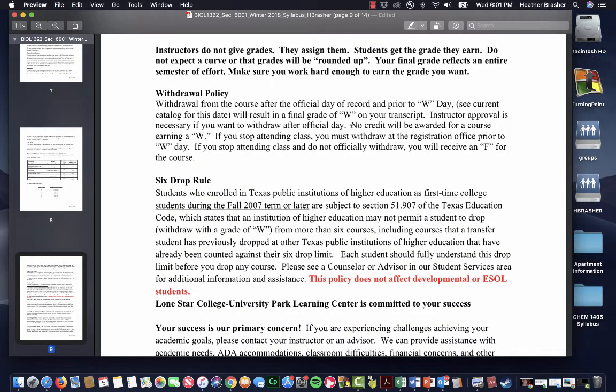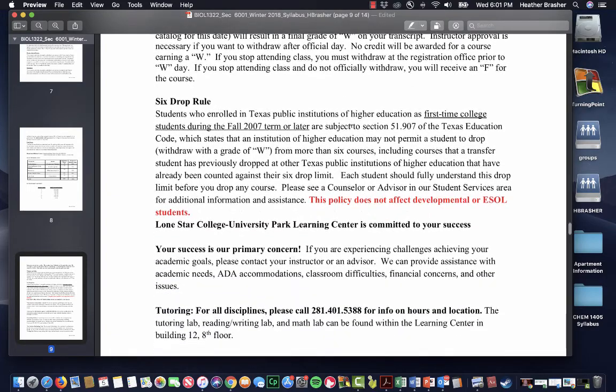The W day is put out on the tentative syllabus along with several other important days here at the college. If you withdraw before that date, there will be no grade. If you don't drop by that date, you will get whatever grade you received at the end of class.